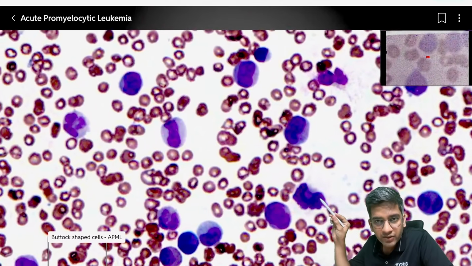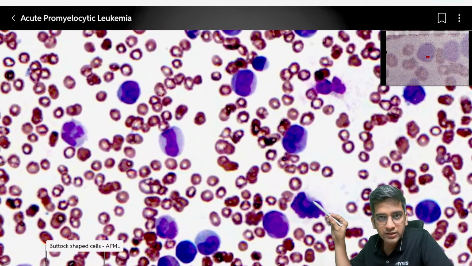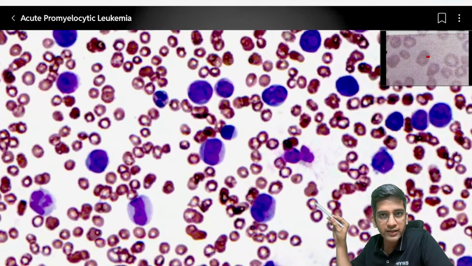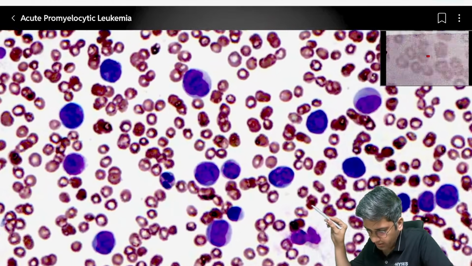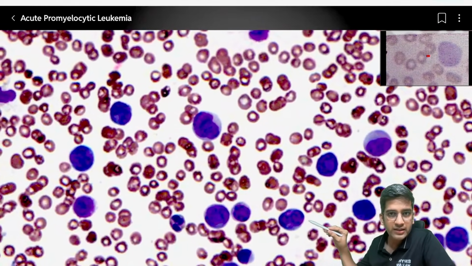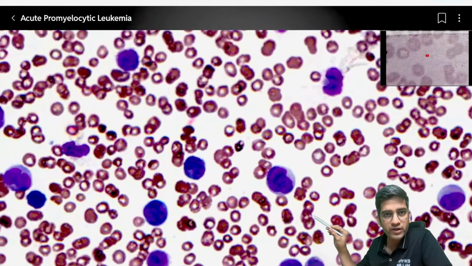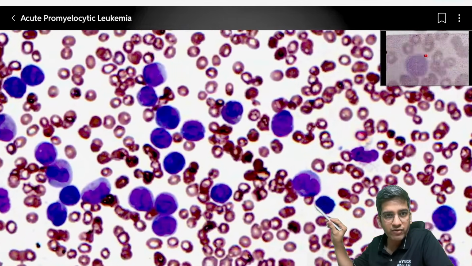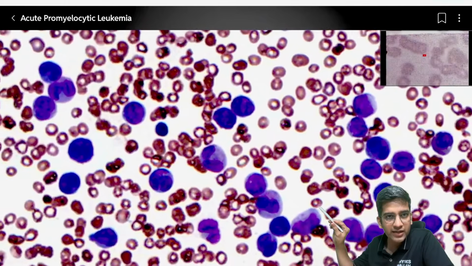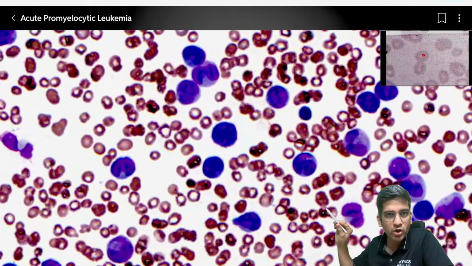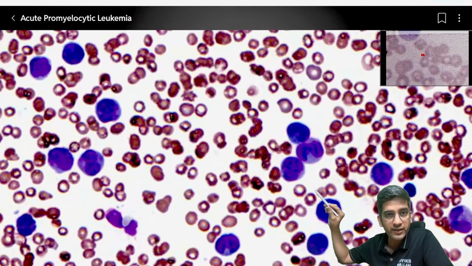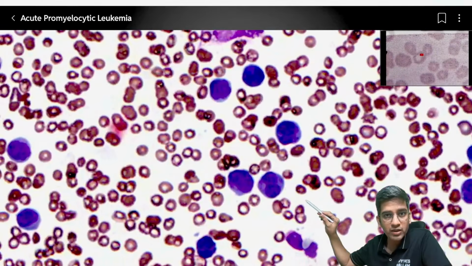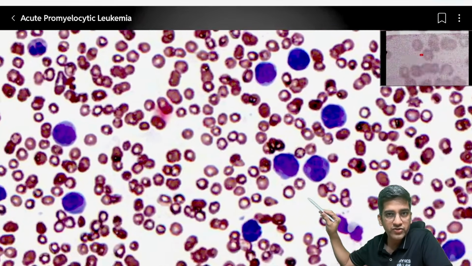Can you see that there's a tiny inclusion here? That's an Auer rod you can see there, right? Again, you can see a cleaved cell, a buttock-shaped cell. All these cleaved nuclei are called buttock-shaped cells, and we have tiny granules and thin rods. Those are the Auer rods. There are so many cells which are cleaved here, right? That's the classical appearance of APML, or acute promyelocytic leukemia, right?